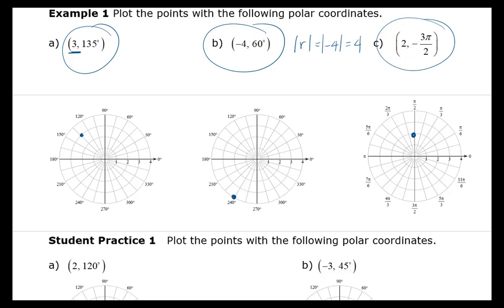So what I'd like you to do is pause the video and try the student practice problem, and then start the video back up to check your answer.